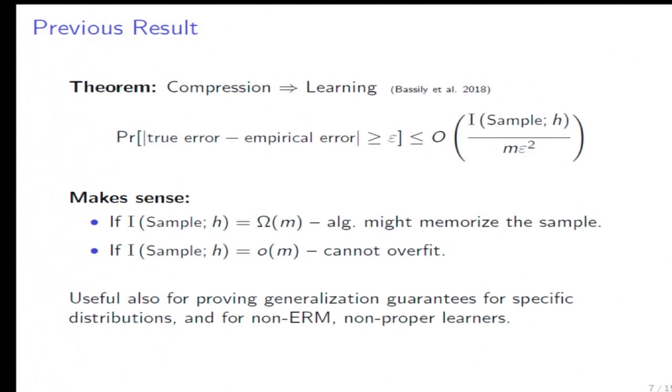On the other hand, if your mutual information is a lot smaller than the number of samples, then you have no chance of memorizing. You can't overfit in that sense. So this theorem, which we proved in a previous paper, and some other people have proved fairly similar results also, is useful in a number of ways. Also, it allows you to prove generalization guarantees for specific distributions, or a specific set of distributions, or a specific function, or for learners that are not ERM or non-proper learners.